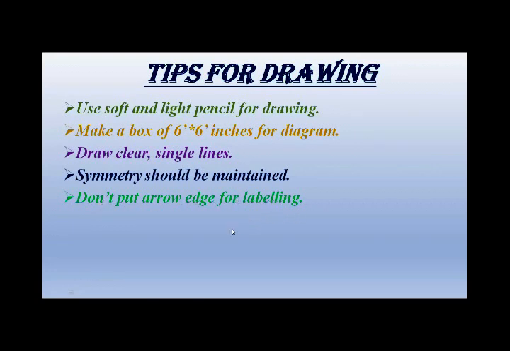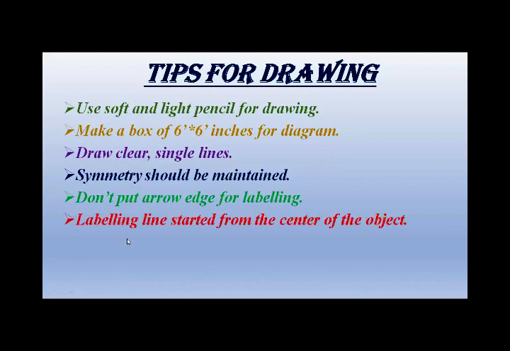The next one is don't put arrow edges for the labeling. When you start to label the diagrams, don't put an arrow edge for the labeling. Means if you are trying to label the diagram and you apply a single line, do not put an arrow edge at the end of the line to label it.